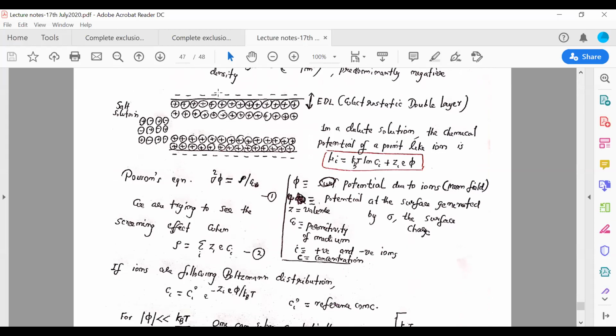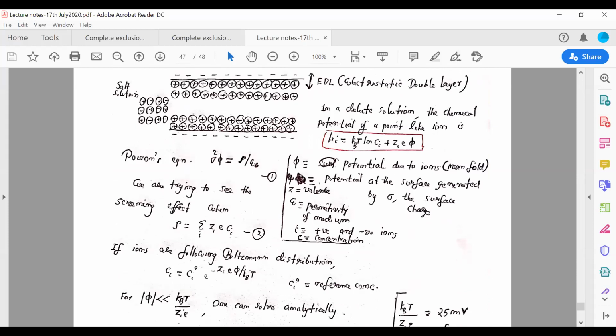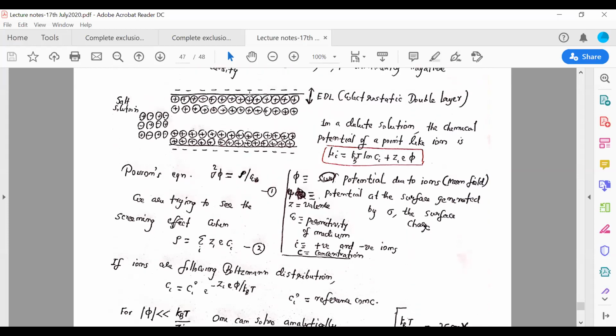How far this electrostatic potential can remain, it all depends on the concentration here. But what is that governing physics? That is what I have tried here to estimate. This is estimated based on Poisson's equation, Poisson's law.